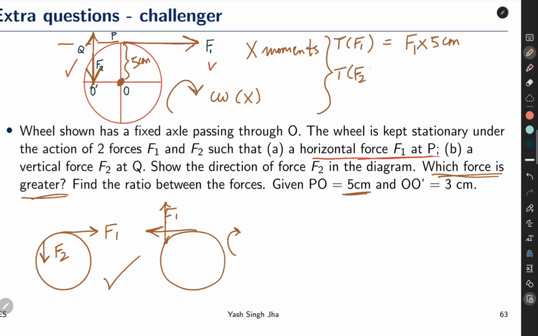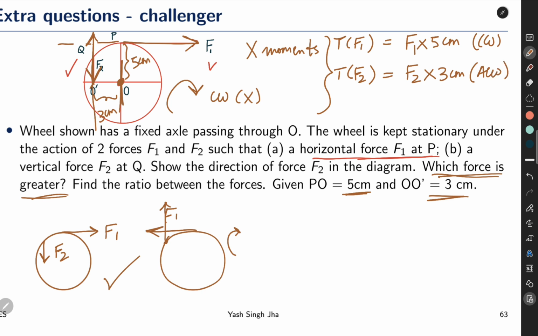Torque due to F2, and this is clockwise. Torque due to F2 will be force F2 times the distance. What distance? Distance of force to the axis of rotation. So this distance, and this is given to be 3 centimeter. It is anti-clockwise. So which is greater?